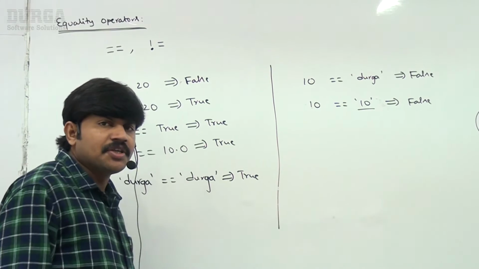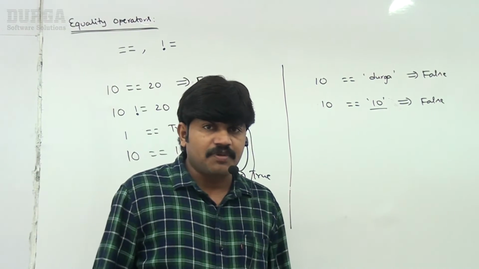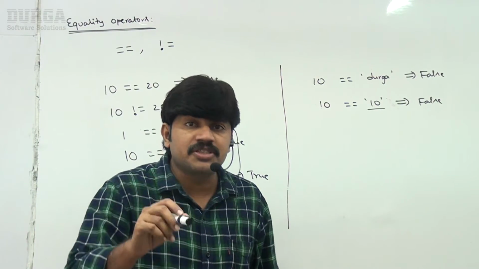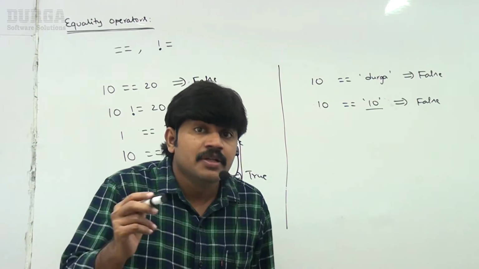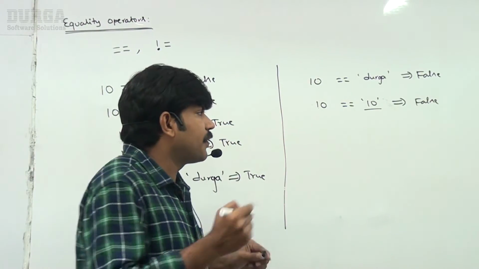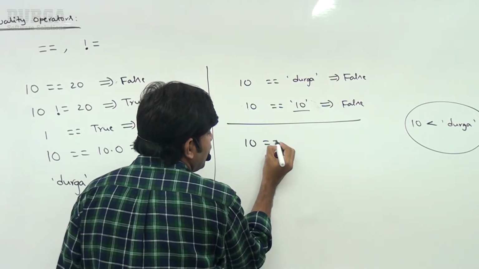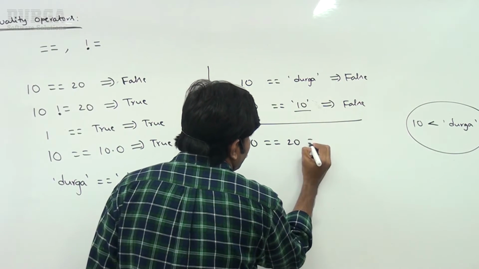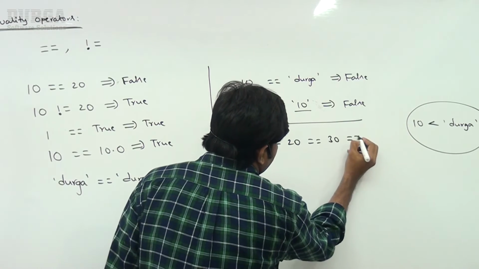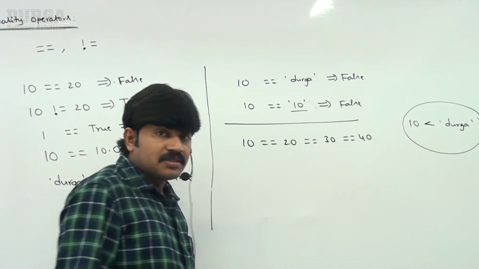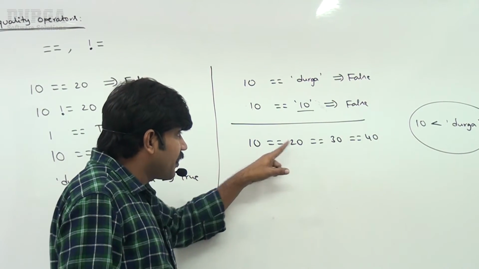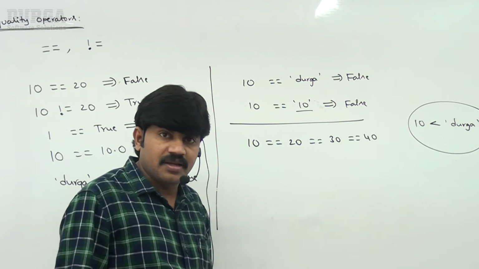Chaining of equality operators is always applicable. Chaining of relational operators we already covered. Chaining of equality operators is always applicable, friends. 10 double equal to 20 double equal to 30 double equal to 40. Sir, how many times are we using the double equal operator? One time, second, third, 3 times, right?